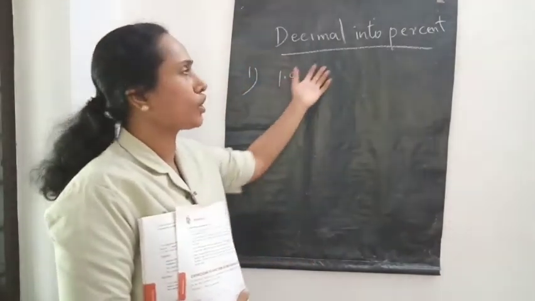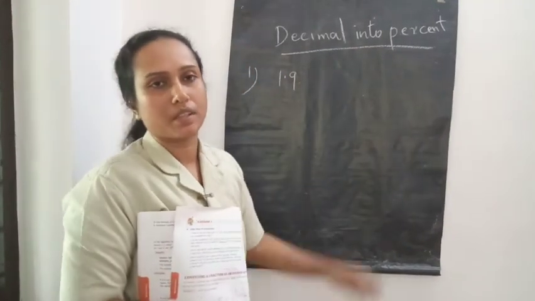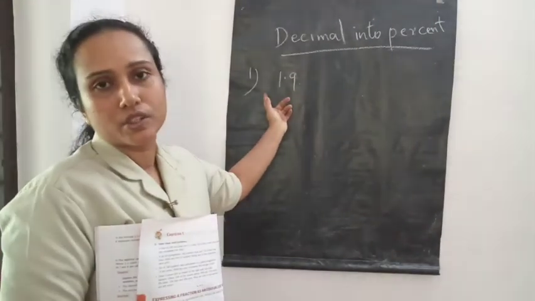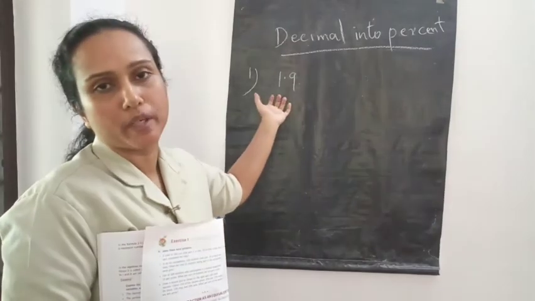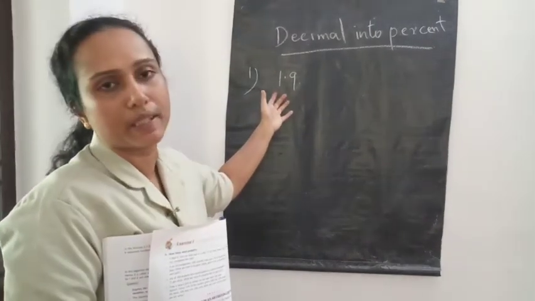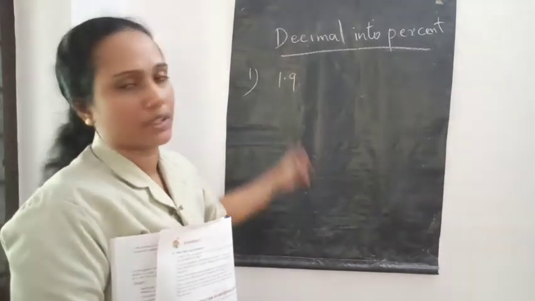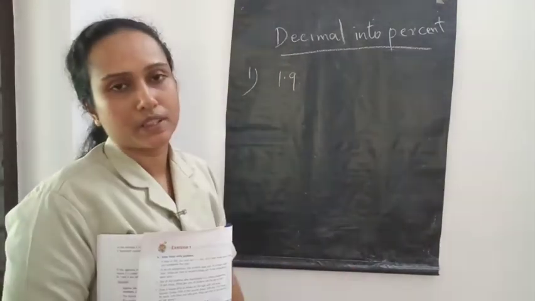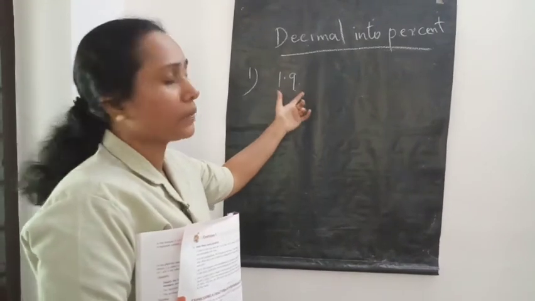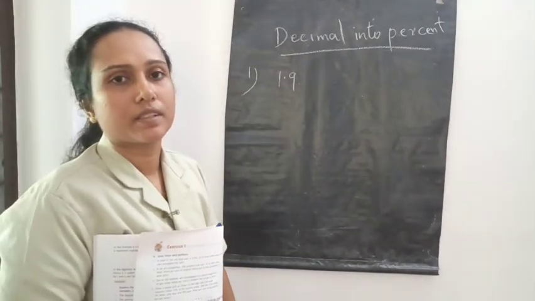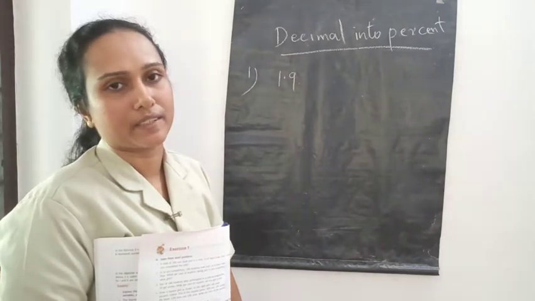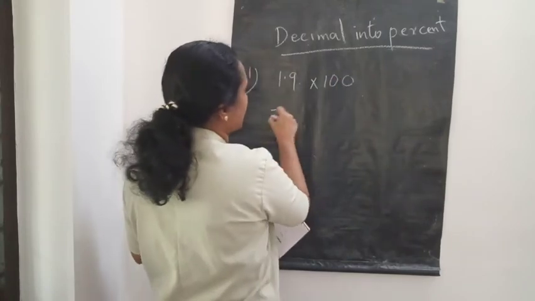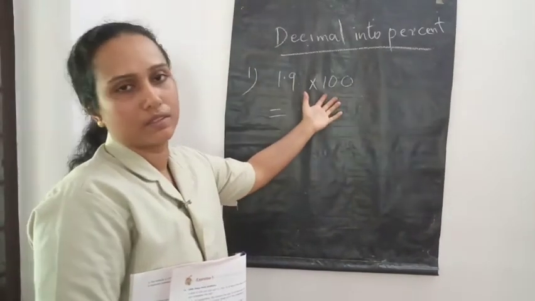Next is conversion of decimal into a percent. The question is 1.9. The decimal number is 1.9. You have to convert this decimal number as a percent. Then for converting as percent, first we multiply by 100 and put the symbol of percentage on its right side. Then 1.9 into 100.